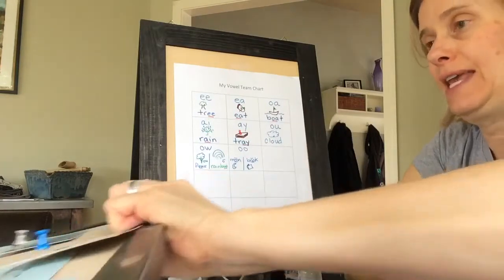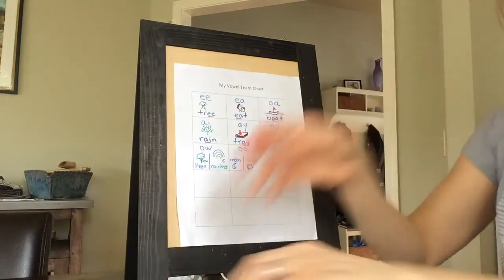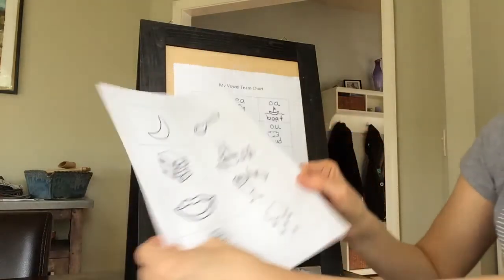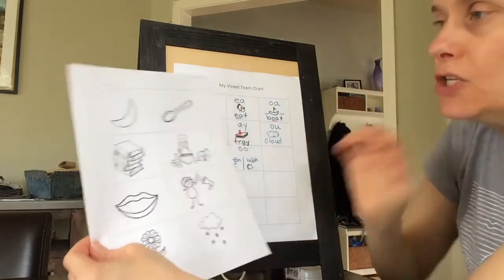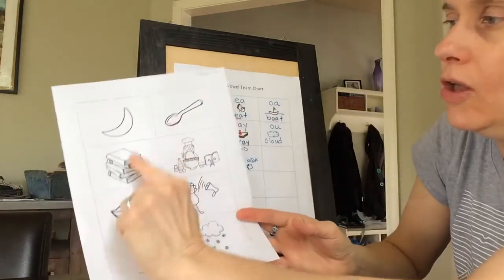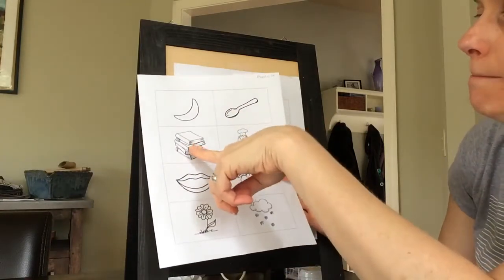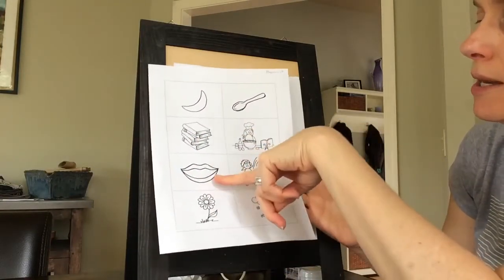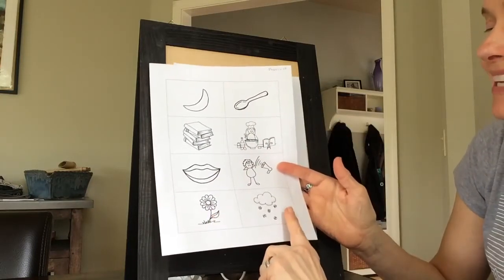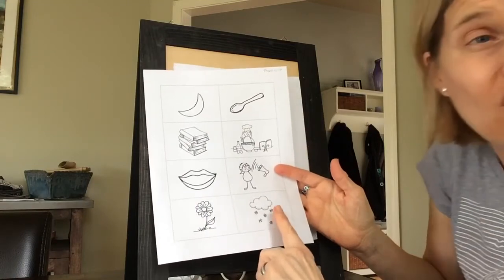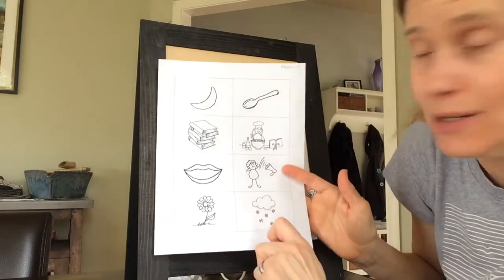Now the next fun game you can play, actually before we go to that, we'll do this paper next. This paper is just considered an extension for this lesson. You see they're all different pictures. We have moon, spoon, book, cook, mouth, loud, flower, and cloud. Or it could be snow. Actually, I bet it's snow, because look, the snow's coming out of the cloud. You could even write cloud and snow if you wanted.